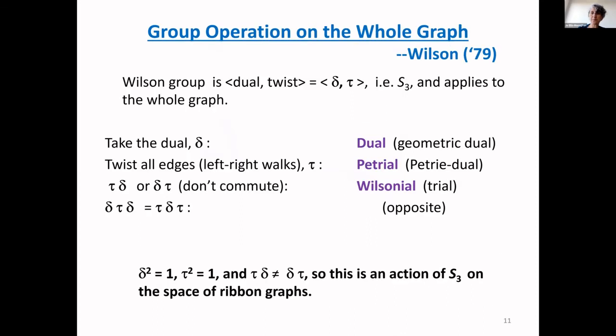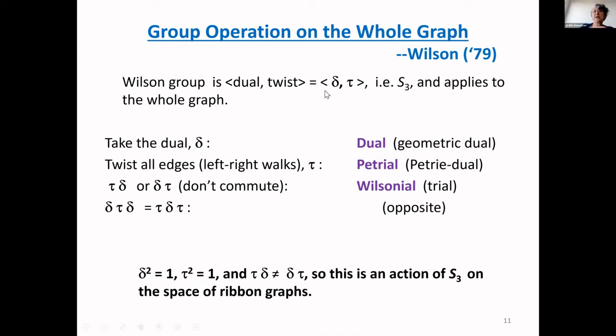So those are Petrie duals. All right. Now, these two operations taken together give you a group operation on the whole graph, something called the Wilson group from back in the late 70s. It's the group generated by taking the dual and taking the Petrie dual. Those two don't commute with each other, so you get a group isomorphic to S3, and this applies to the whole graph.